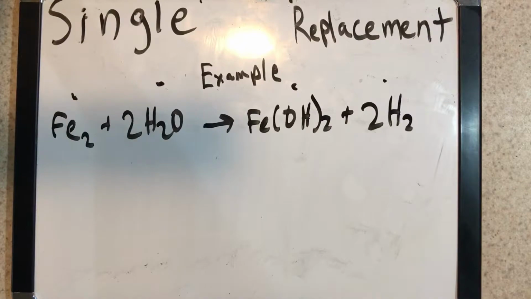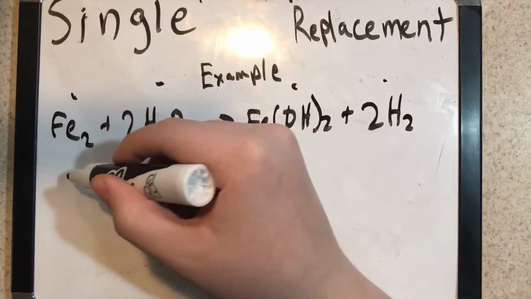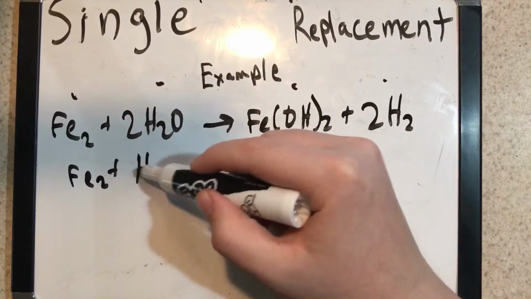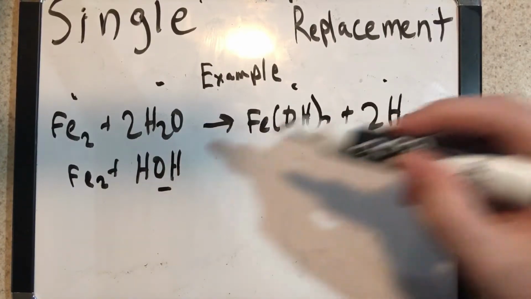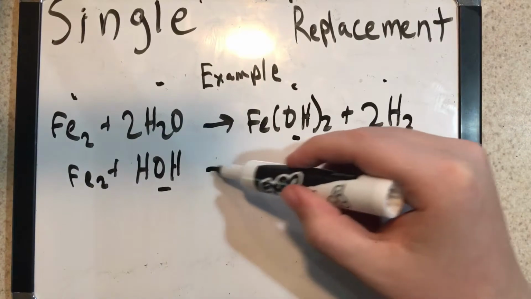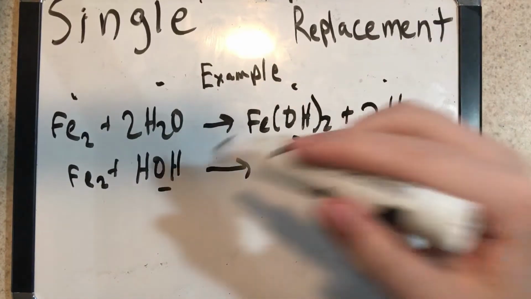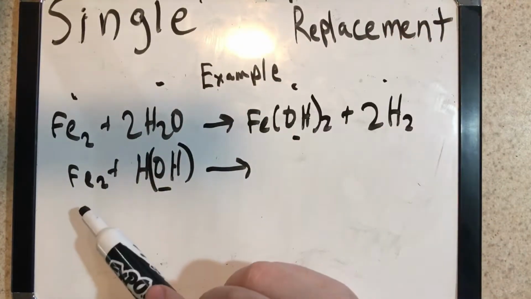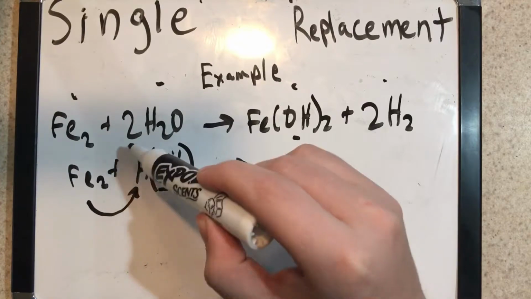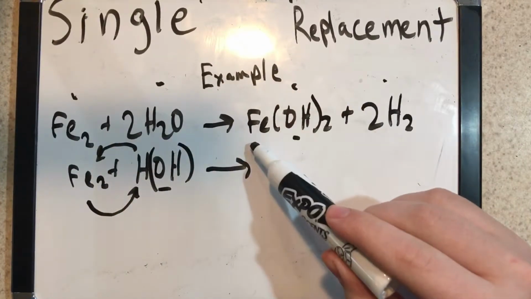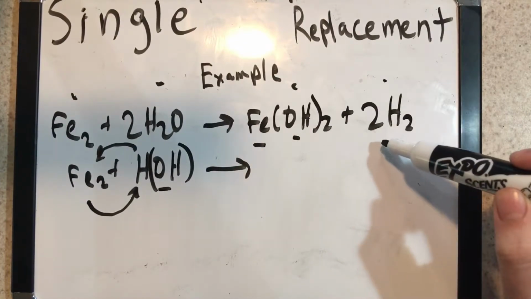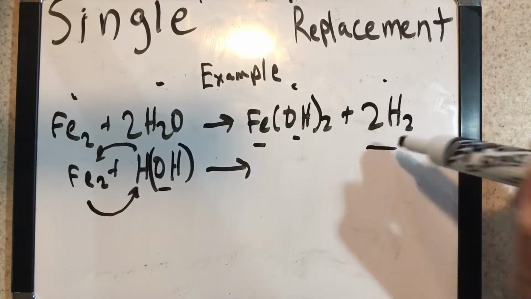Now many might not see how this can be an example of a single replacement, but if we break down the reactants into simpler things, we can see that iron 2 stays the same, but water can be broken into HOH, which you can notice this is hydroxide and this is hydrogen. And if you single replace this, you could split the hydroxide into one thing and the hydrogen into one thing. So the iron and the hydroxide flip places to form iron hydroxide, which is here, and the product hydrogen, because if you leave hydrogen by itself, it is hydrogen.